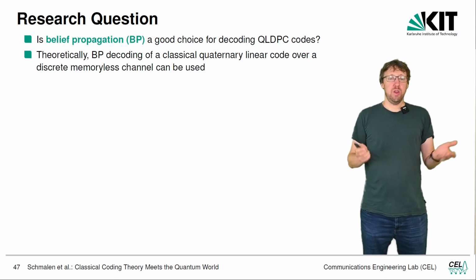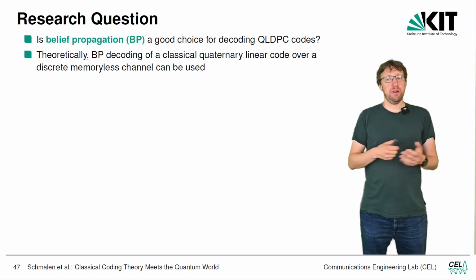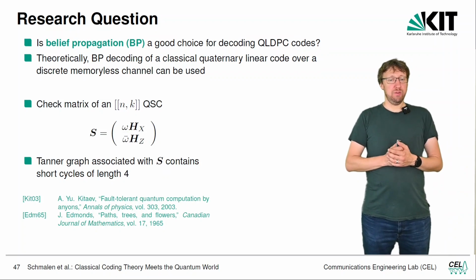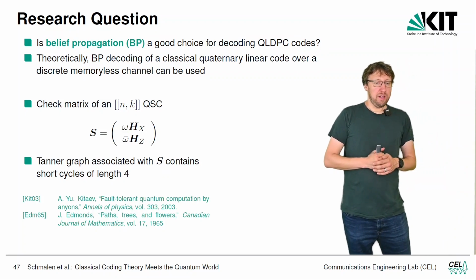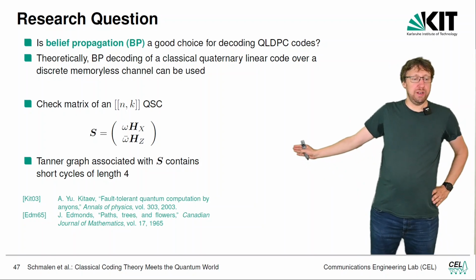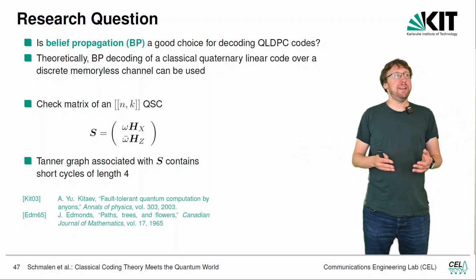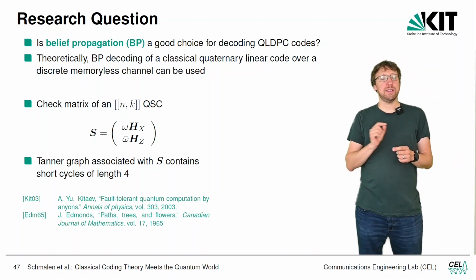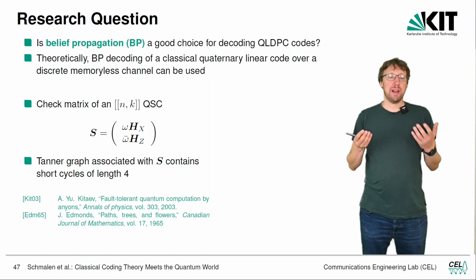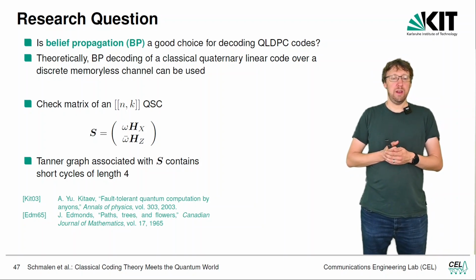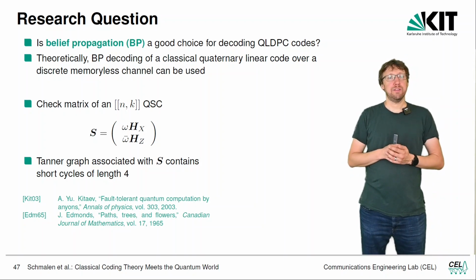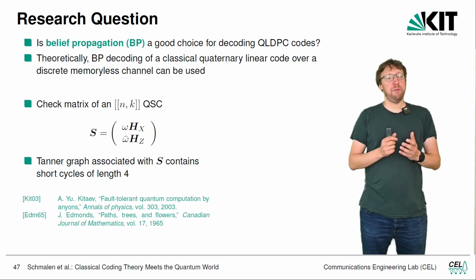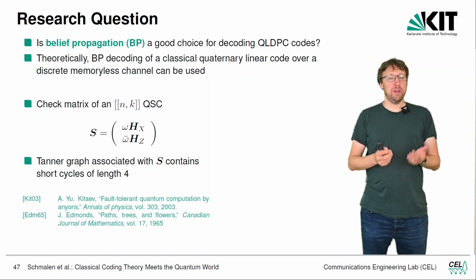Theoretically, we can use belief propagation decoding of a quaternary linear code. That would work, but we'll find that performance is not so good. The reason is that if we look at the check matrix of the code, we find that the Tanner graph associated with this check matrix contains a lot of short cycles of length 4. And from classical modern coding theory, we know that short cycles of length 4 are very detrimental for the performance of the belief propagation decoder. So belief propagation does not work well with short cycles of length 4.